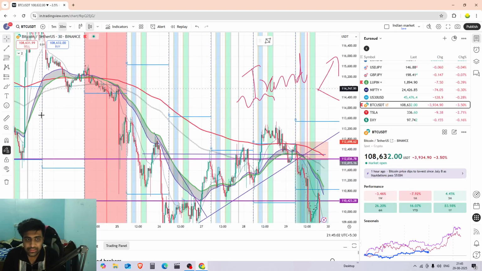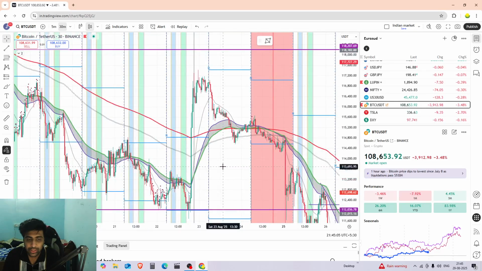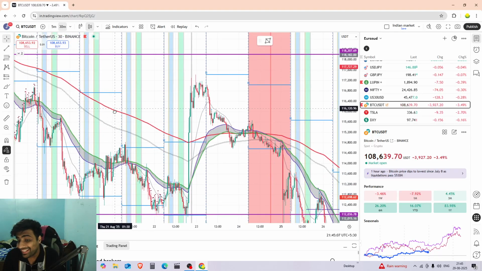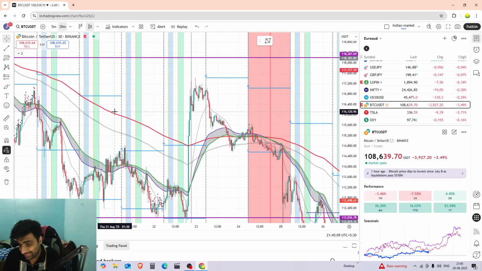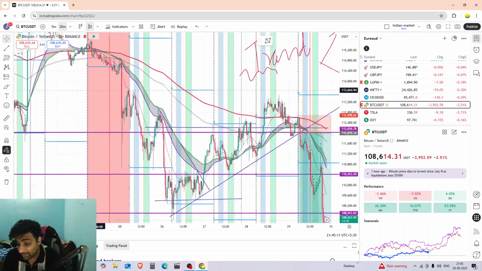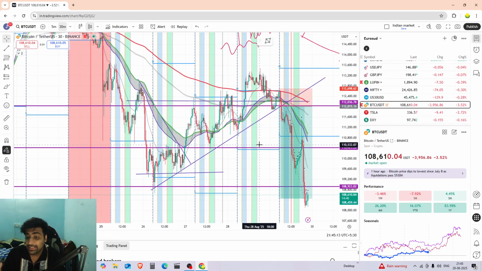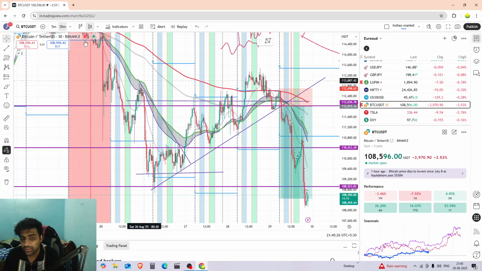And the second thing is we only take trades on trend trading days. When I say trend trading, the market should be either going up or down, not sideways. If you use this strategy in a sideways market, it is not going to work.